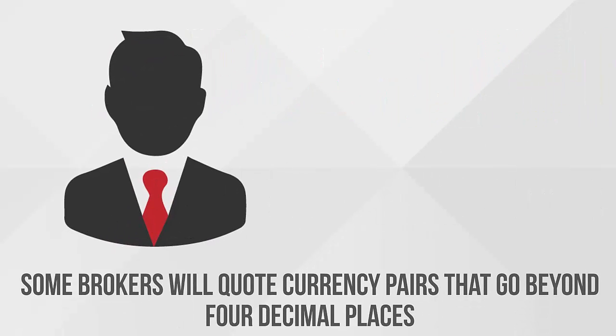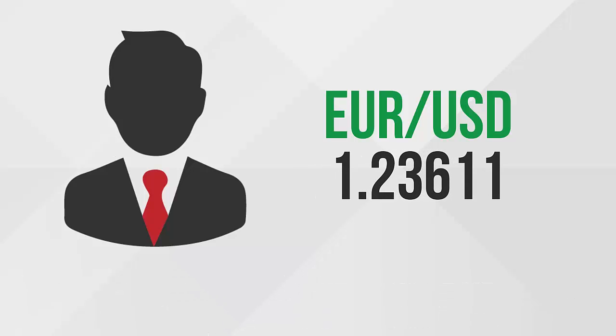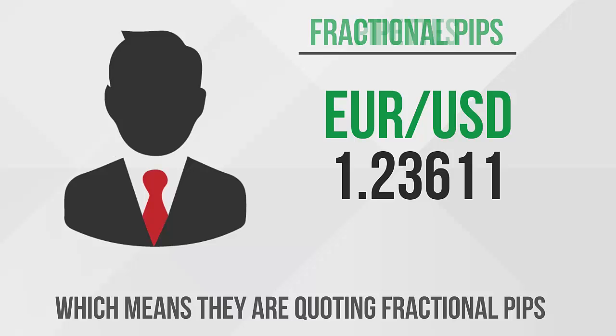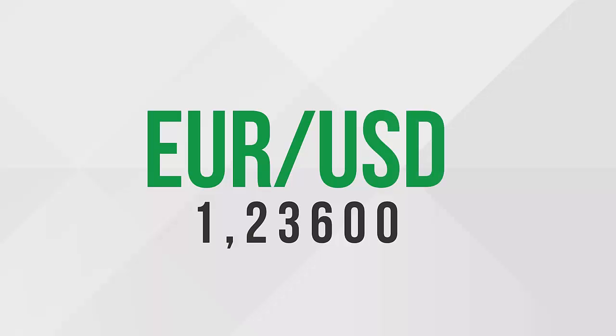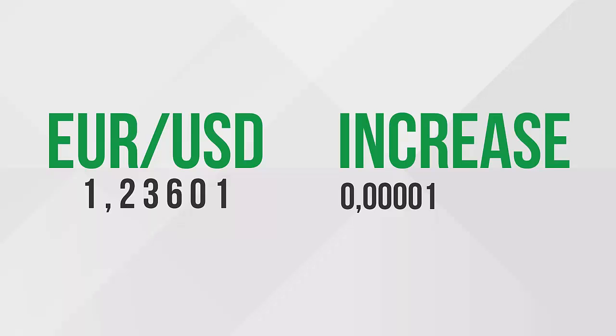Some brokers will quote currency pairs that go beyond 4 decimal places, which means they are quoting fractional pips, which are also referred to as pipettes. If the Euro-US dollar moves from 1.23600 to 1.23601, the 0.00001 would be called 1 pipette.